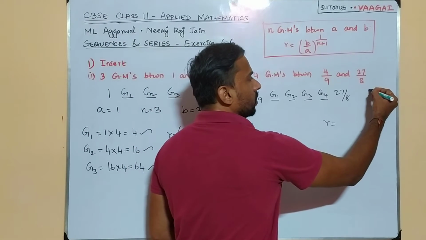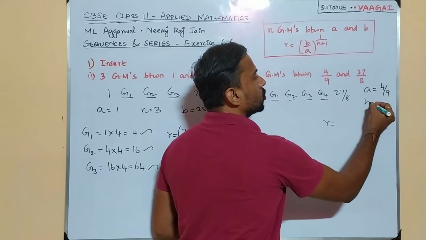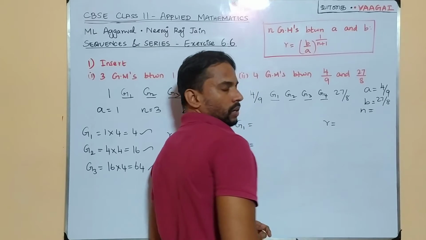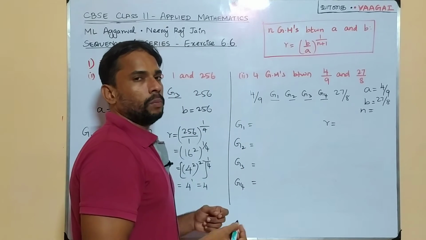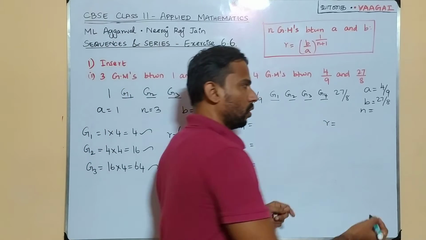What is the value of A here? A is going to be the first term, 4 by 9. B is going to be the last term, that is 27 by 8. And what about N? N is going to be the number of geometric means we are going to insert. We are inserting 4 geometric means. So N is equal to 4. That's it.